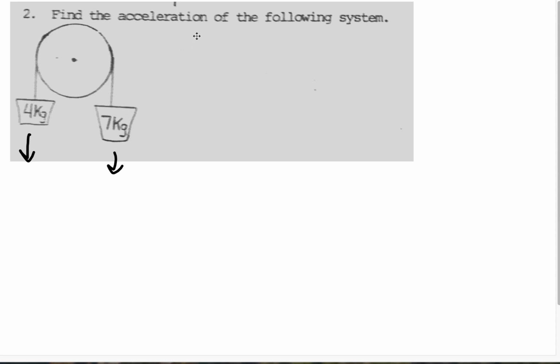Do you guys mind if I just make gravity 10 meters per second squared instead of 9.8? Will that bother anybody? No? Okay. Some people get bothered by it. So I'm just going to round gravity to 10. So this would be 40 newtons pulling down in this direction. This would be 70 newtons pulling down in this direction.